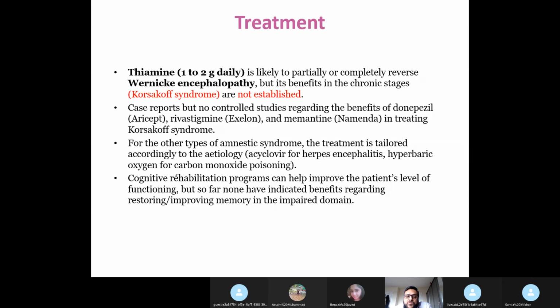So cognitive rehabilitation, yes, that can make a difference. That will be the most effective treatment strategy. But unfortunately, so far, none have indicated benefits regarding restoring or improving memory in the impaired domain.